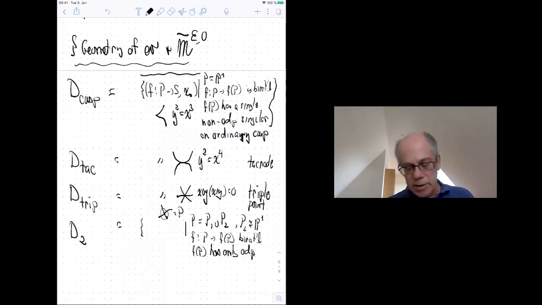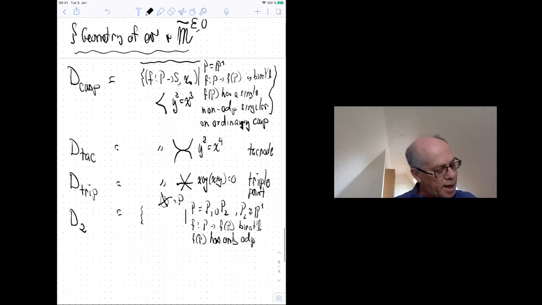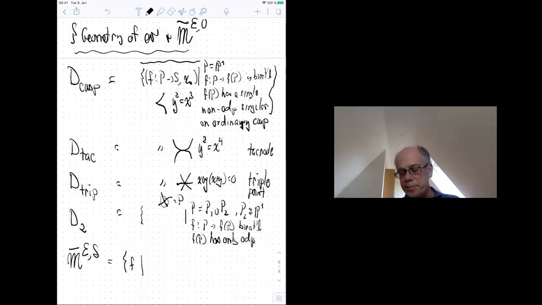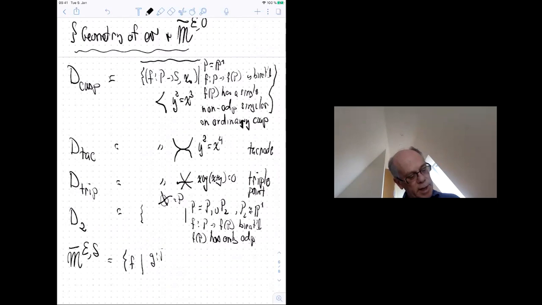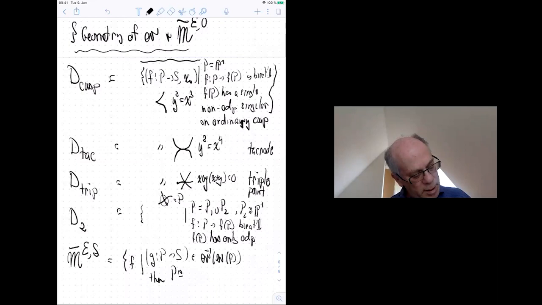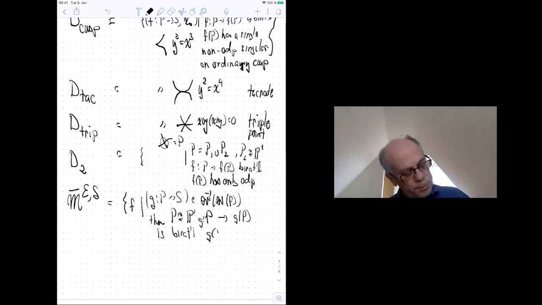Those are the divisors, and then I have the interesting open subset called delta. This is the set of all Fs together with the points, let's ignore the points, such that if I take any G from P to S with the points living in the inverse image of the image of F, then it's as good as you could possibly imagine: P is a P1, G from P to G of P is birational, and G of P has only ordinary double points. So this is the good locus. This is where everything is as good as it can possibly be.